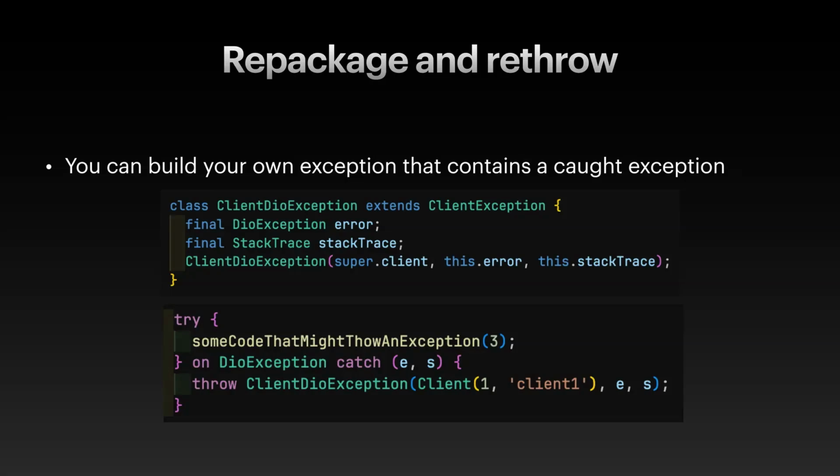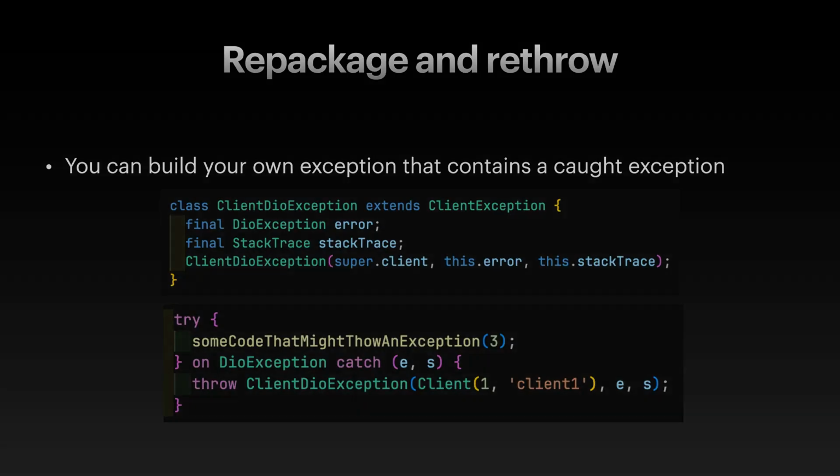And so the try block for that would include on DO exception, we're going to catch both E and S, error and stack, and we're going to construct a client DO exception and rethrow that. Notice that it has the client information from somewhere and the original error and stack. And we know that the error is a subclass of DO exception, and that's part of the handshake protocol there.